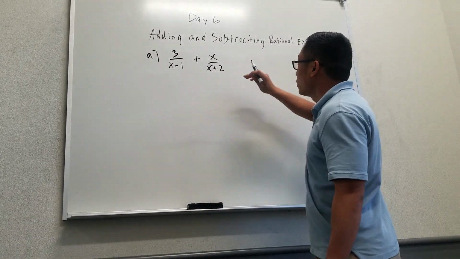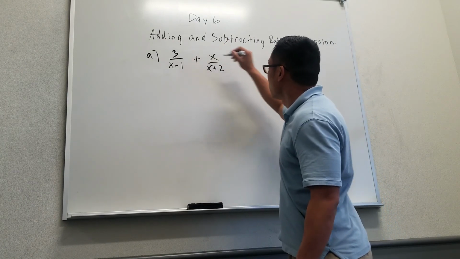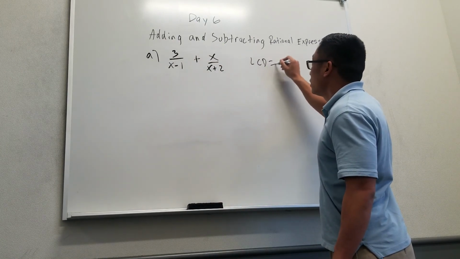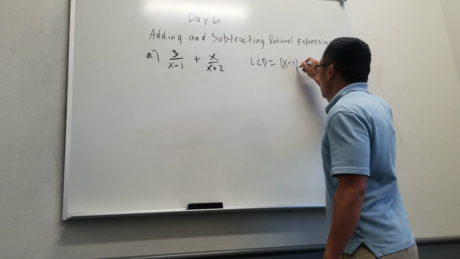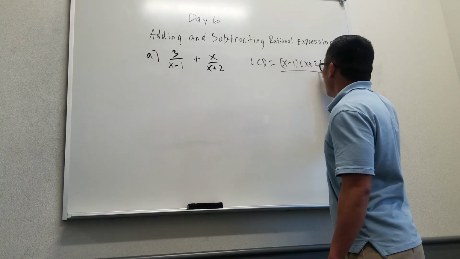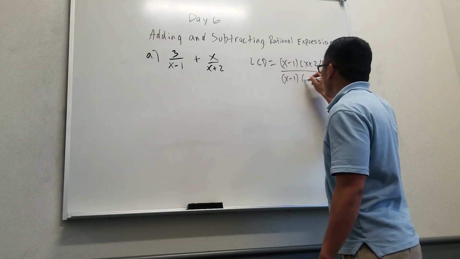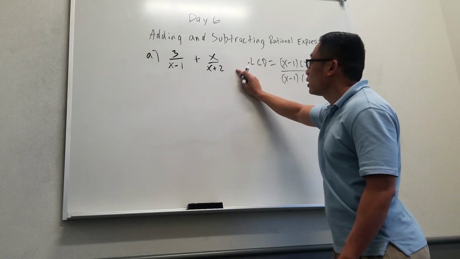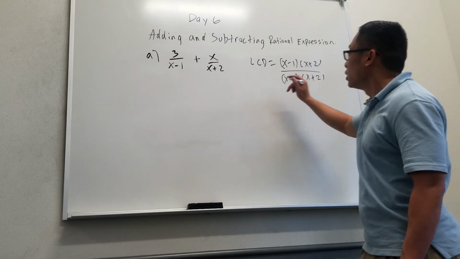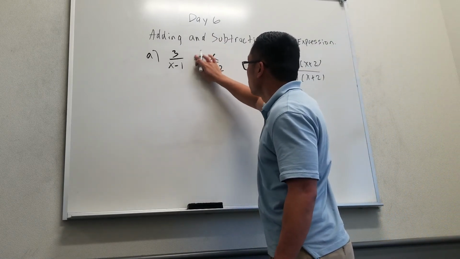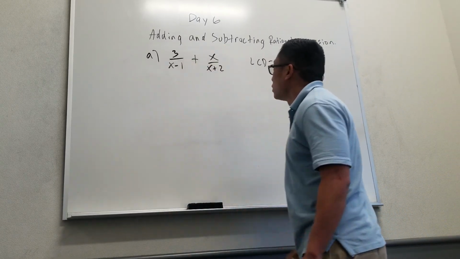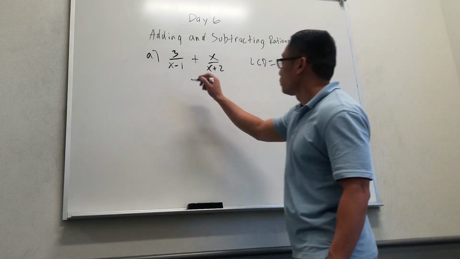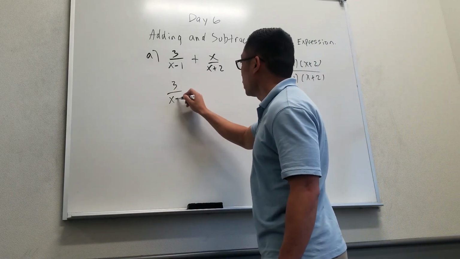So what is the LCD on this one? The LCD is going to be x minus 1, x plus 2 over x minus 1, x plus 2. Why is it this, right? Because this is not an equal sign, this is not an equation, so I have to multiply by 1. This is a plus also. So now we have to think about multiplying everything by the LCD.